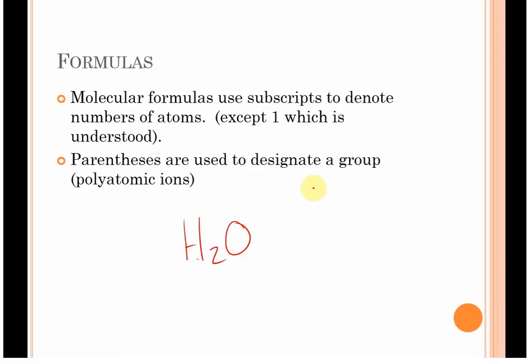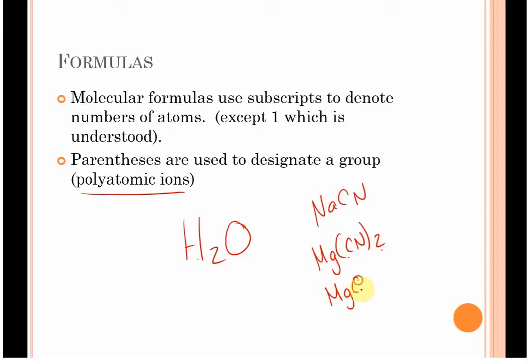If you have something where there are more than one polyatomic ion, so for example here is sodium cyanide, we only have one of each. But if we were to have magnesium cyanide, where we need 2 cyanides, you would have to put parentheses around there to denote that this 2 applies to every atom in the parentheses. If we were to write it without, it would look like there's only 2 nitrogens and not 2 carbons, so that would be wrong.